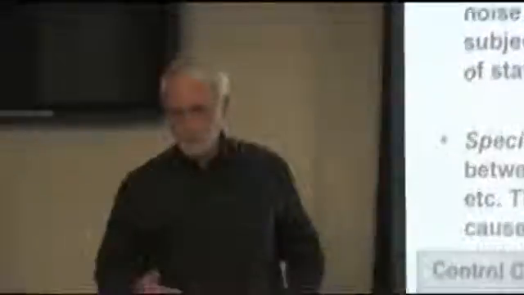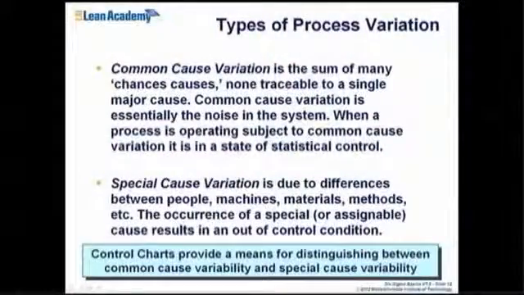To get our common cause variation down, we're going to have to do something different. We're going to have to be much more careful about how we fill the cups and so on. We might have to have more careful procedures. But the special cause variation we want to drive out of the system. And the control charts give you a way to quickly see the differences between these two.